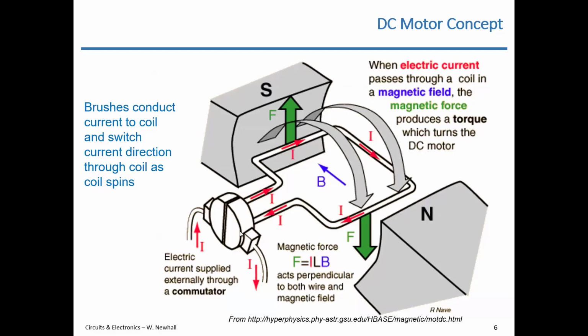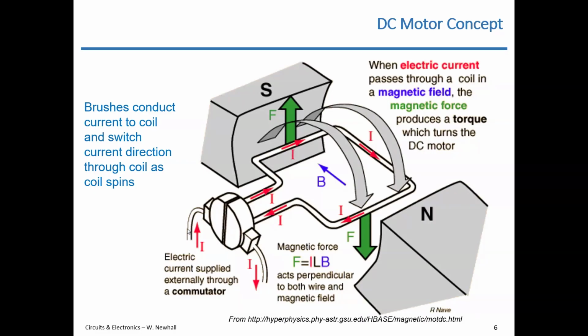So this circular object right here, that's a commutator. Notice there's a split in the middle, so there wouldn't be any conduction of current from, in this case, the left half to the right half. But if you take the commutator and you apply brushes, so these brushes actually slide along the outer perimeter of this commutator. This can rotate. The brushes stay stationary. The commutator rotates.